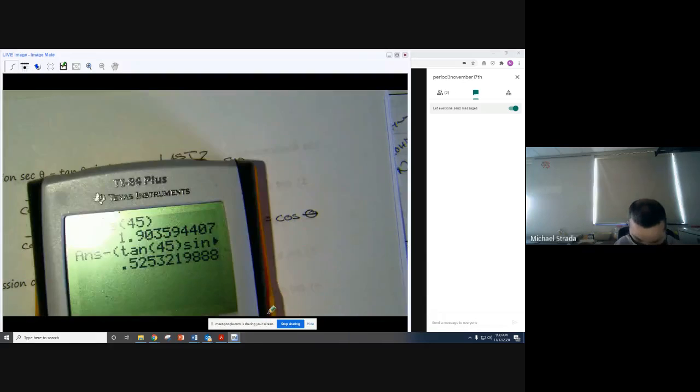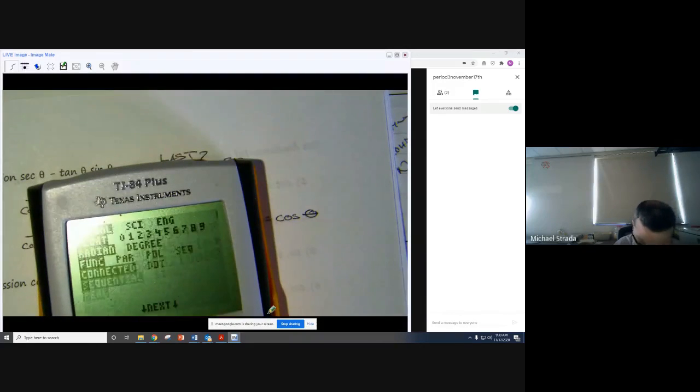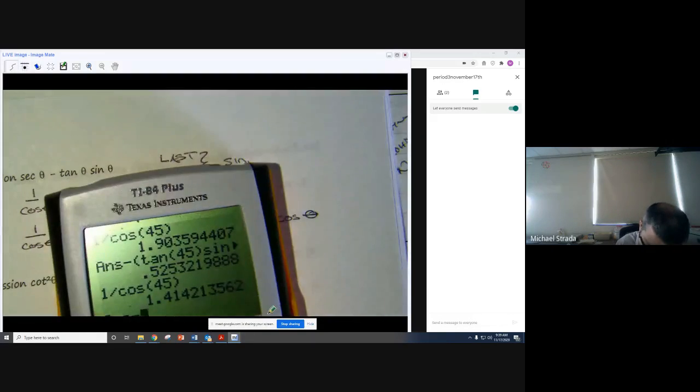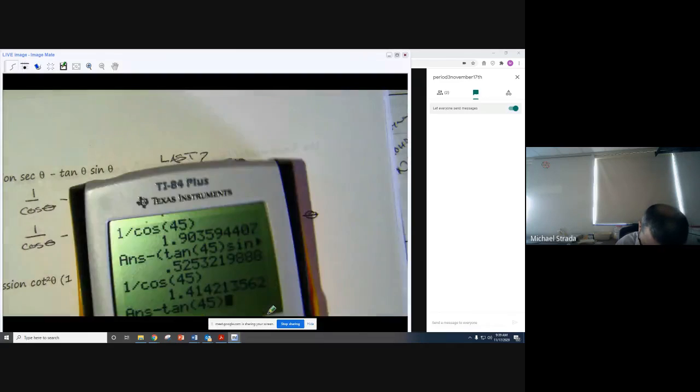It should be the same as your answer, yes. Mine's in radians, not degrees, so we messed it up. You got me, so if I go back to degrees and do the same thing, 1 divided by cosine 45. All right? And then minus tangent 45 times sine 45.